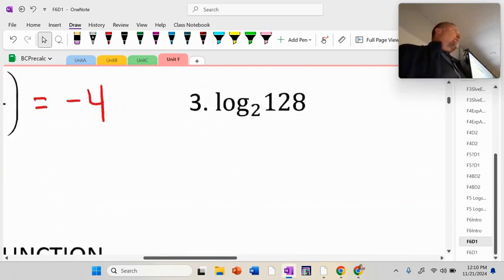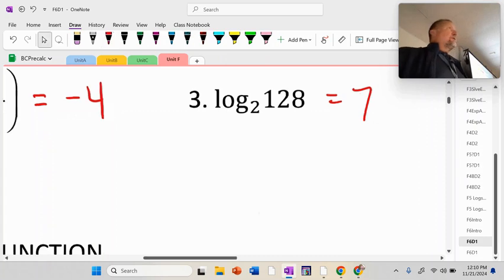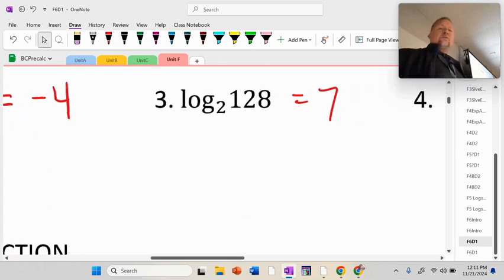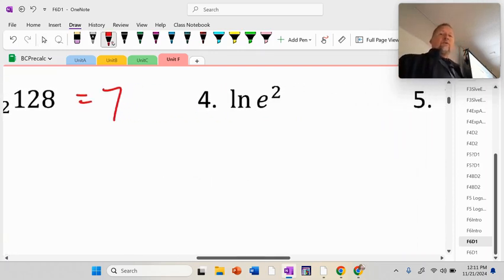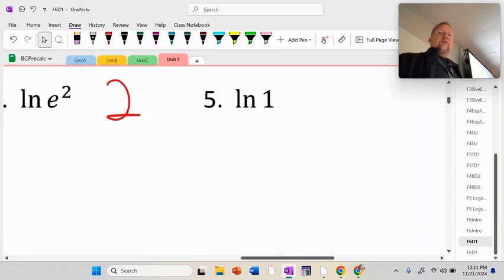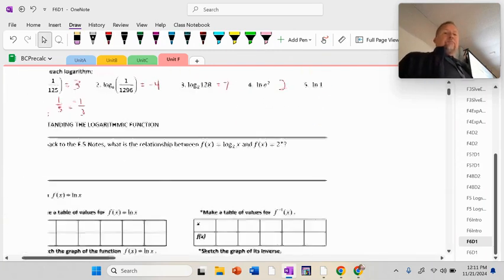This isn't that bad. You were supposed to do these ahead of time. So what's this one? 3, 2, 1, go. 7. Come on, we can think a little bit. 2 to the 6th: 2 times 2, keep doing 2 times 2, you get to 64 is 2 to the 6th, and then you need one more. What's the next one? 3, 2, 1, go. 2. What's the next one? 3, 2, 1, go. Log base anything of 1 equals 0. It's all easy.